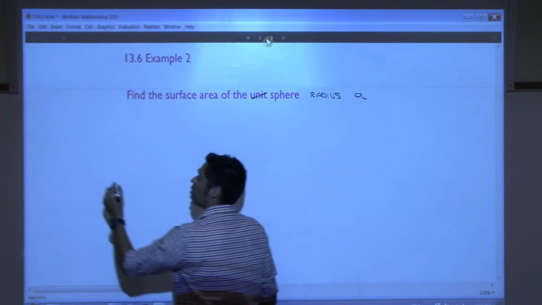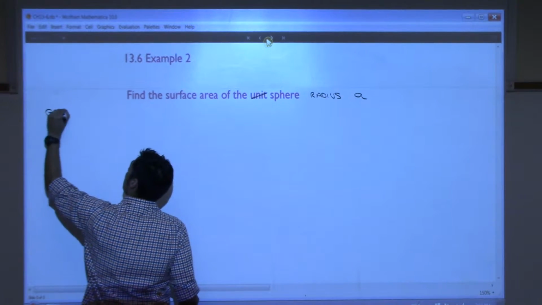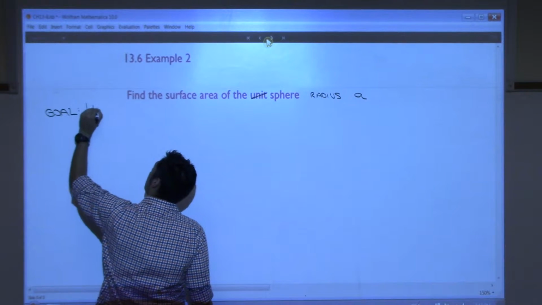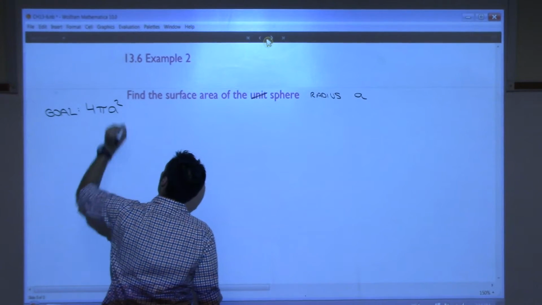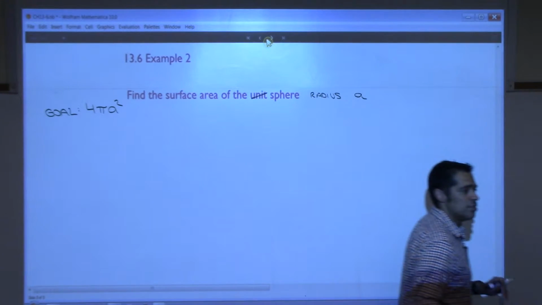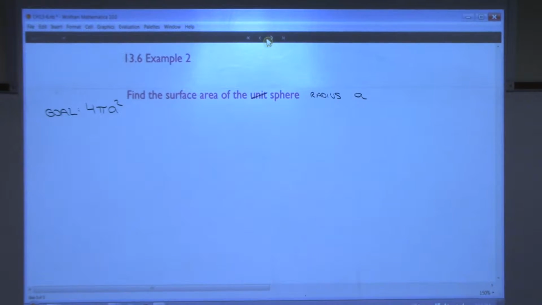So here's what our goal is. When we're done, we should get an answer of 4 pi a squared, right? That's what we should get if it matches up with what you'd find in a book. All right, let's do it. You ready?